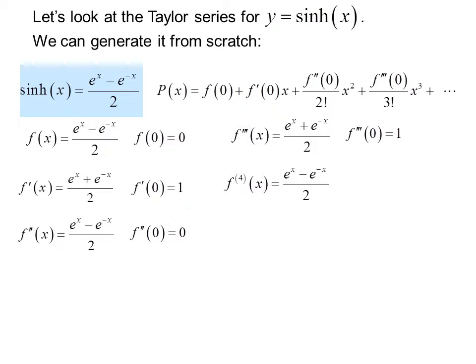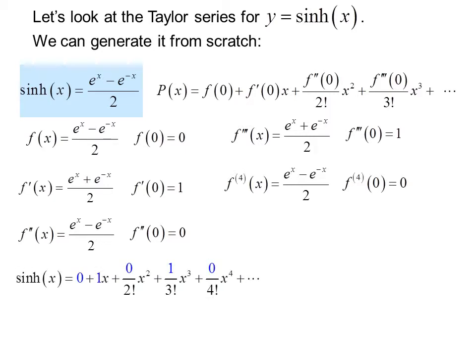Finally, the fourth derivative is e to the x minus e to the negative x over 2. And the fourth derivative at 0 is 0. Now, substituting into the standard equation, we get sinh x equals 0 plus 1 times x plus 0 over 2 factorial x squared plus 1 over 3 factorial x cubed plus 0 over 4 factorial x to the fourth, etc.